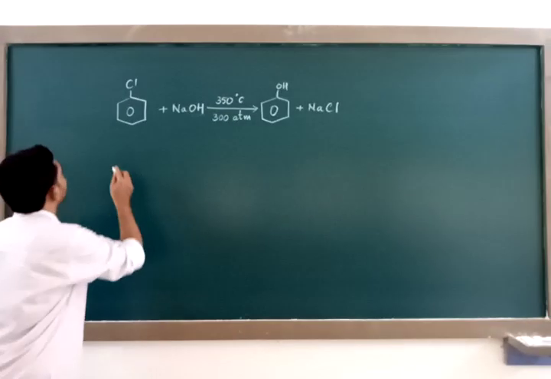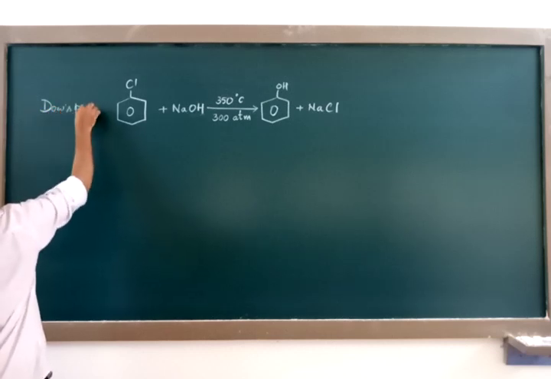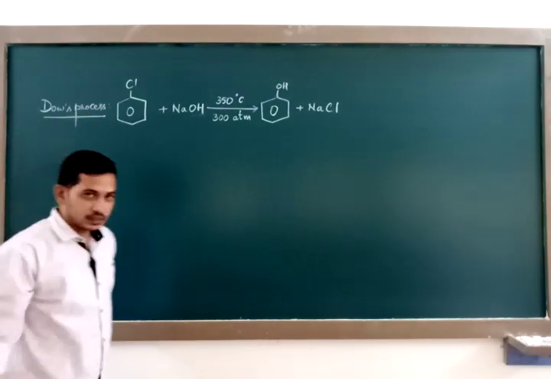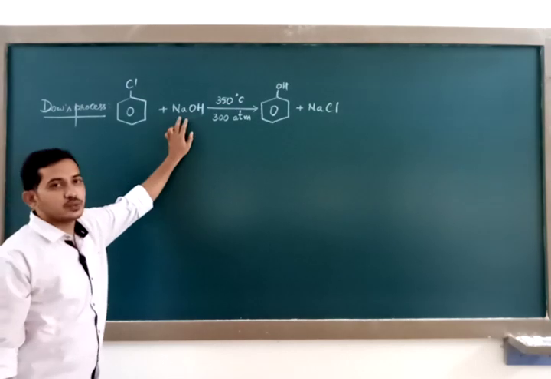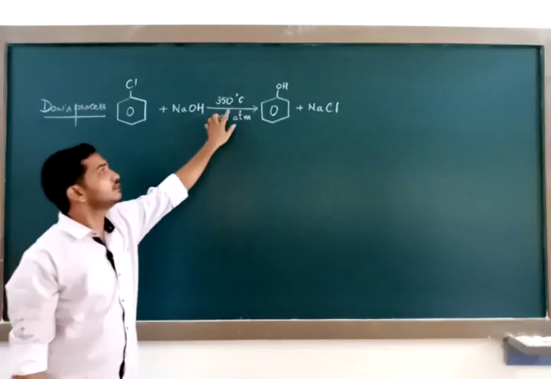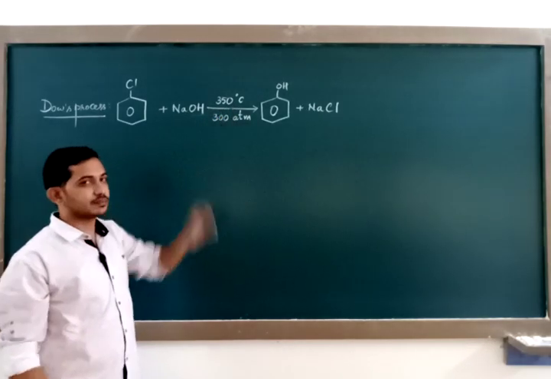This reaction also goes by the name Dow's process. Now in this reaction, you notice that whenever chlorobenzene is reacted with sodium hydroxide, phenol is obtained under these conditions, that is 350 degrees Celsius and a pressure of 300 atm.